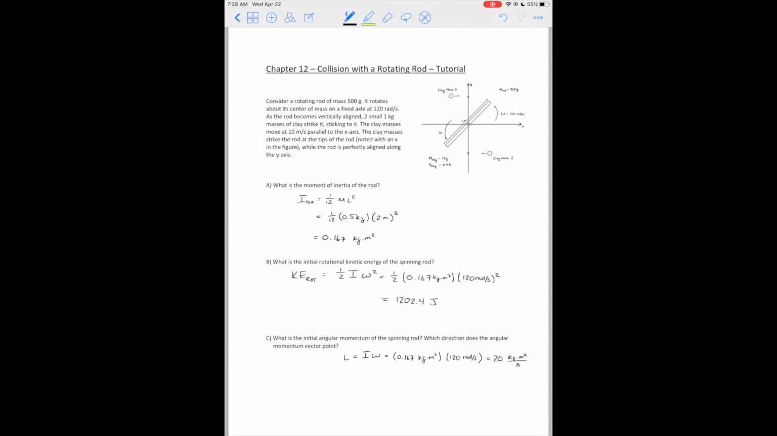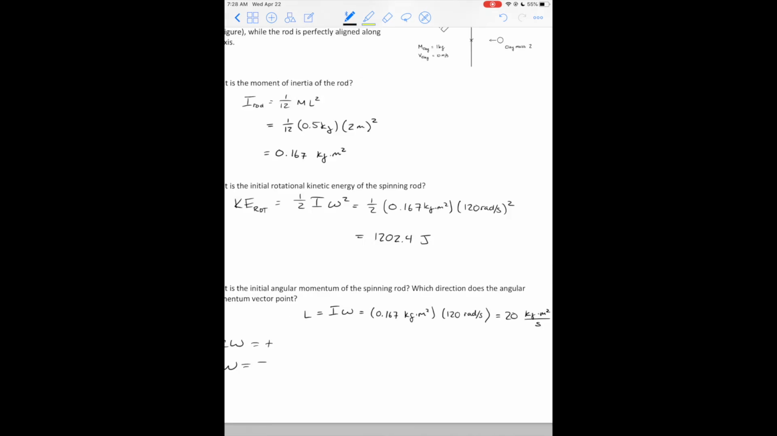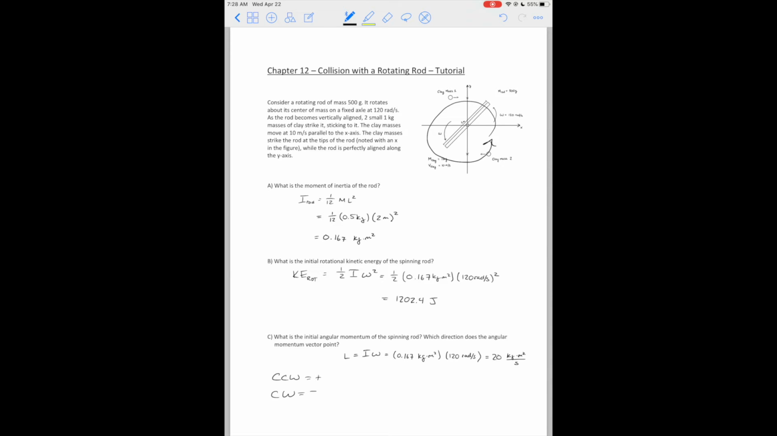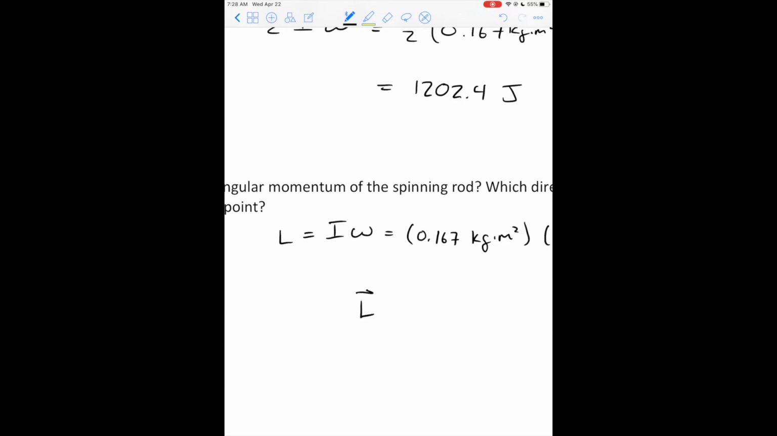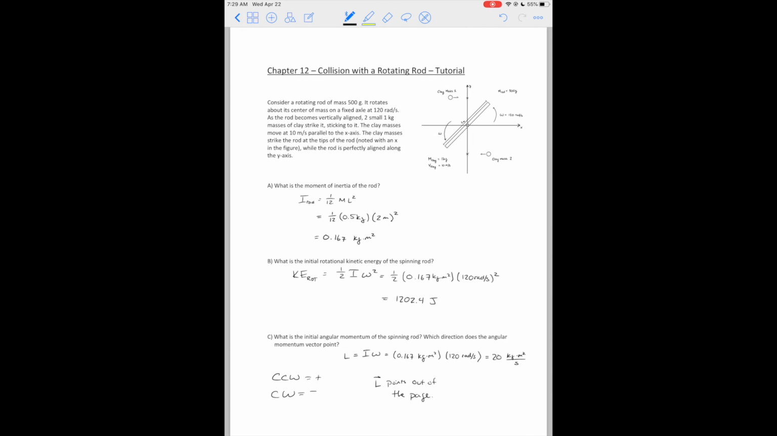That's my angular momentum. Now, let's think about whether this is quote-unquote positive or negative. If we're thinking about the normal conventions, counterclockwise is positive, clockwise is negative. So are we rotating in a clockwise or counterclockwise fashion? Moving counterclockwise, so this is a positive angular momentum. If we wrap our fingers around in a counterclockwise direction, my thumb points out of the page, and that thumb pointing out of the page indicates the direction of the angular momentum. The L vector points out of the page, or the screen if you're just watching this, but it points in the positive Z direction.